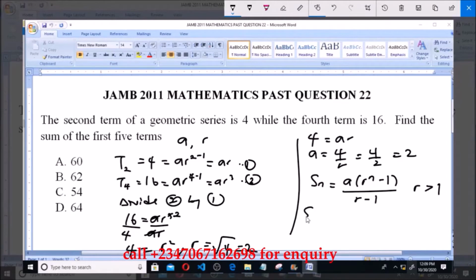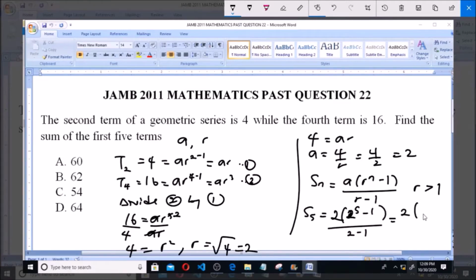So we have S5 is equal to A, which is 2, into R raised to the power of 5, and that is 2 raised to the power of 5 minus 1 all over 2 minus 1. Now this is equal to 2 into 32 minus 1 all over 1. 2 minus 1 will give us 1. Now S5 is equal to 2 multiplied by 31, and that is equal to what? 62. So 62 is the correct answer to this question, and that is option B.